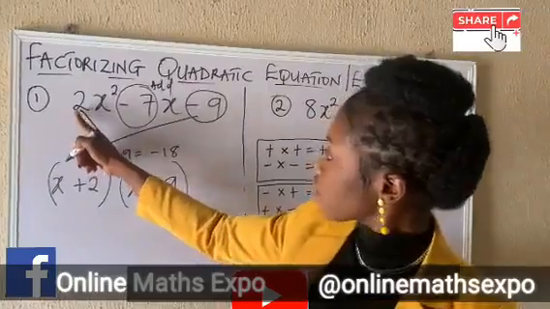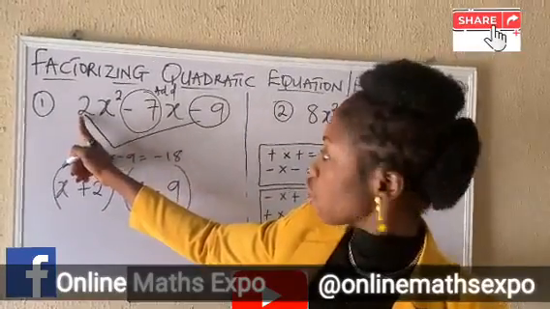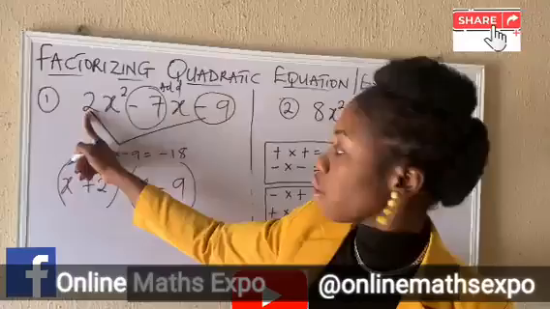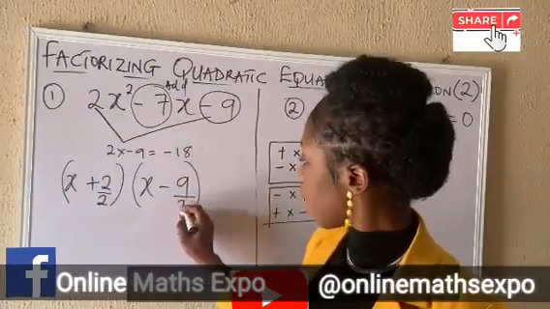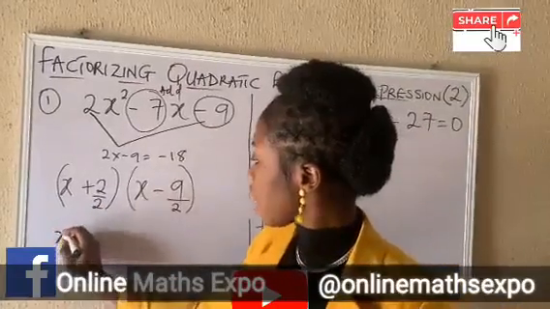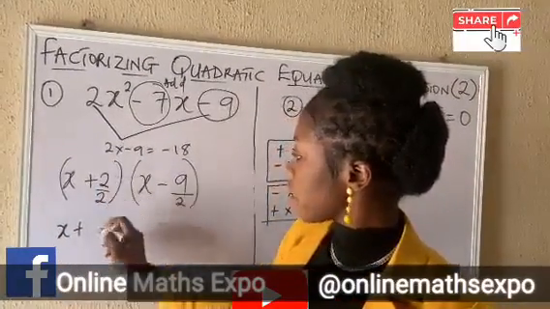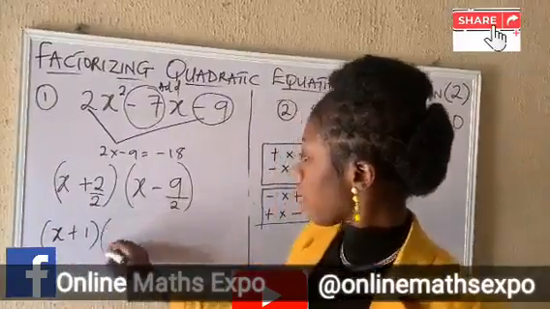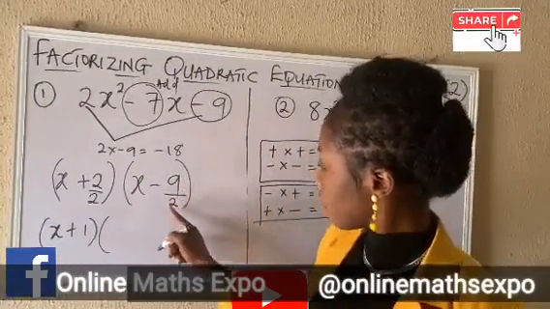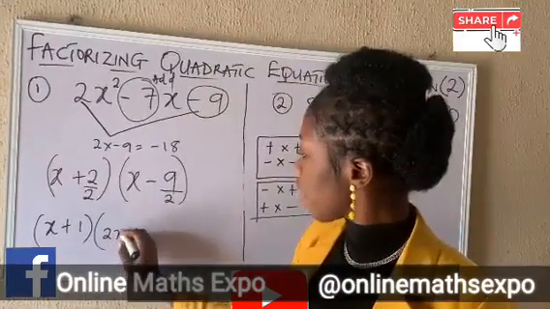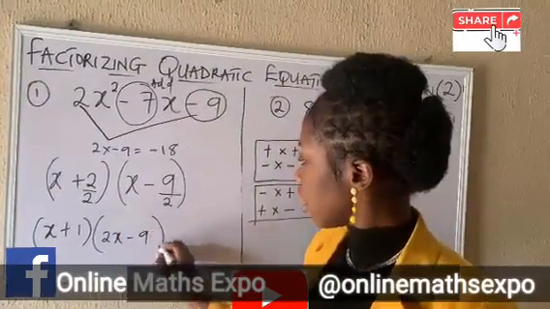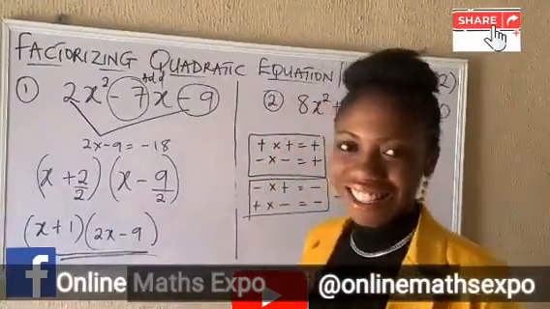But there is this coefficient here which is 2. Because it has 2 here, we are going to divide this factor by 2 and also divide 9 by 2. So that we are having x plus 2 divided by itself will give us 1. Here 2 cannot divide 9, so we multiply 2 by x. 2 times x will give us 2x minus 9. And this is our answer.